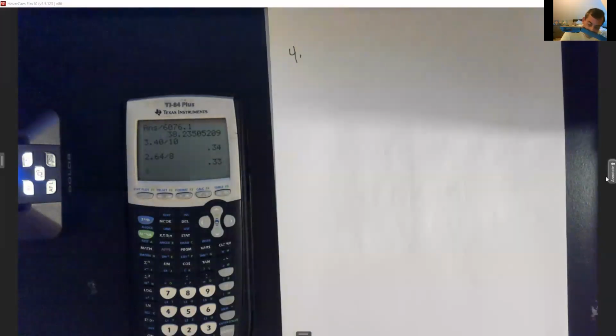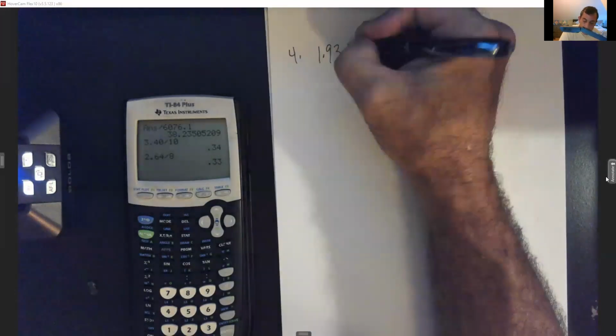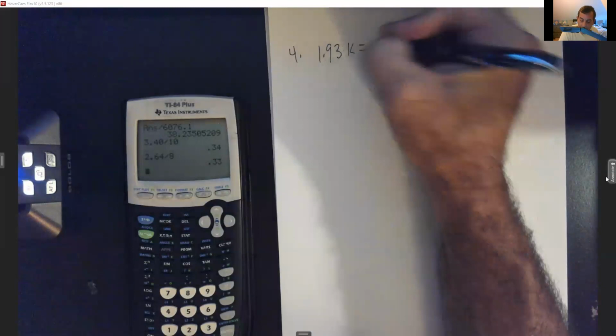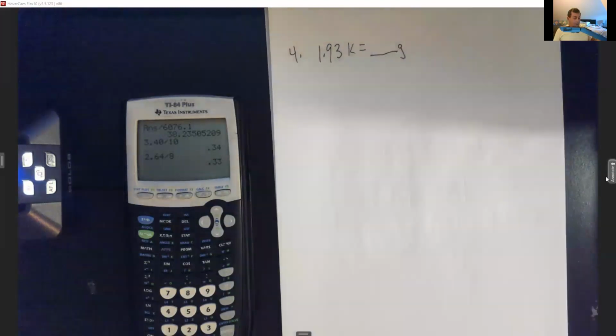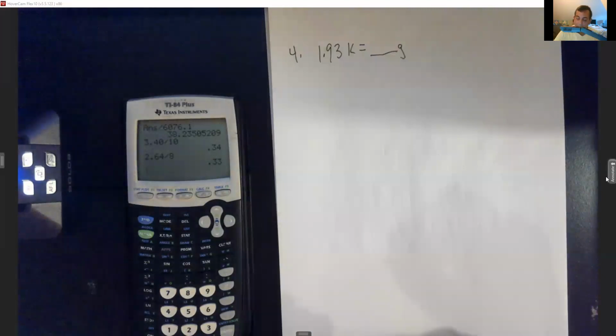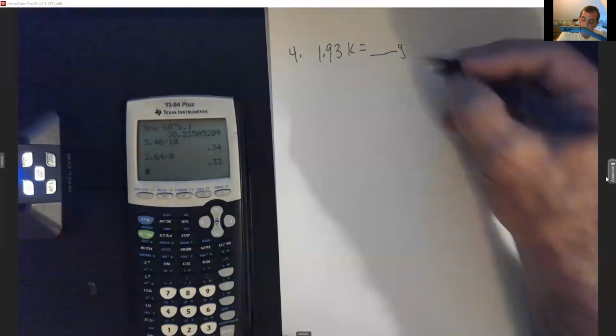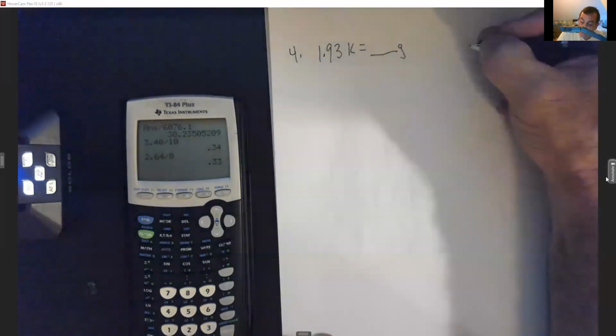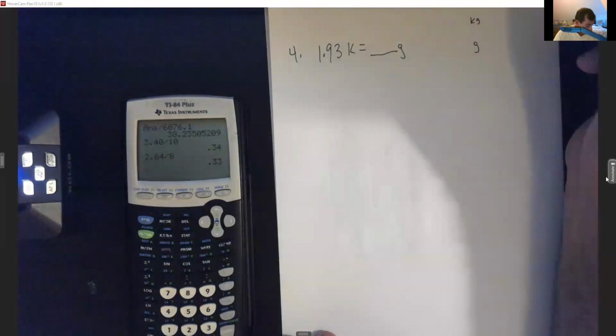All right, this one has 1.93 kilograms, and they're going to say that equals blank grams. All right, so this all goes back to converting the grams into kilograms. So remember, grams is your base unit, and then going above it, you have what? Your kilograms way up here, right?